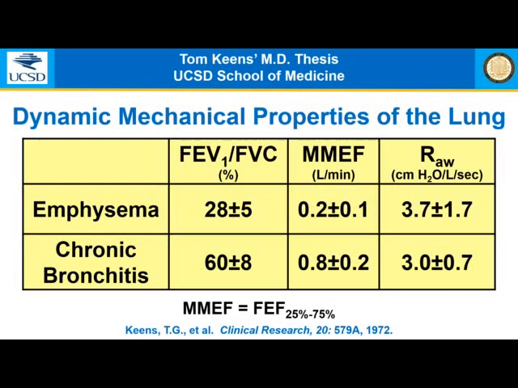These are pulmonary functions. So FEV1 over FVC was quite low in the emphysema group, not quite so low in chronic bronchitis. MMEF, which we now call forced expiratory flow between 25 and 75% of the forced vital capacity, was really quite low for both groups. And airway resistance was pretty similar, actually, between the groups.